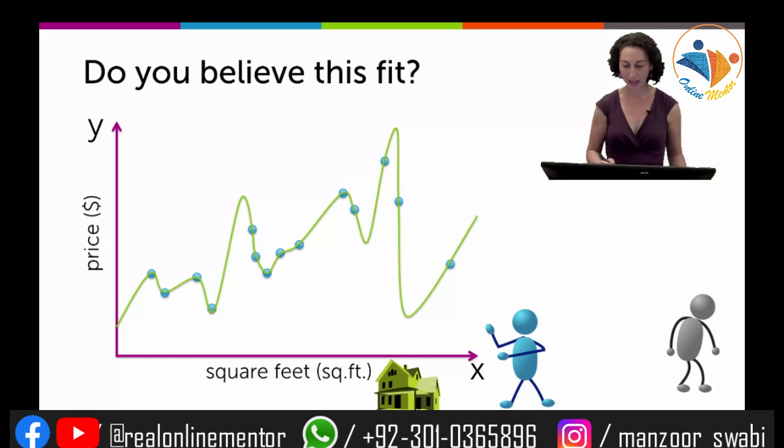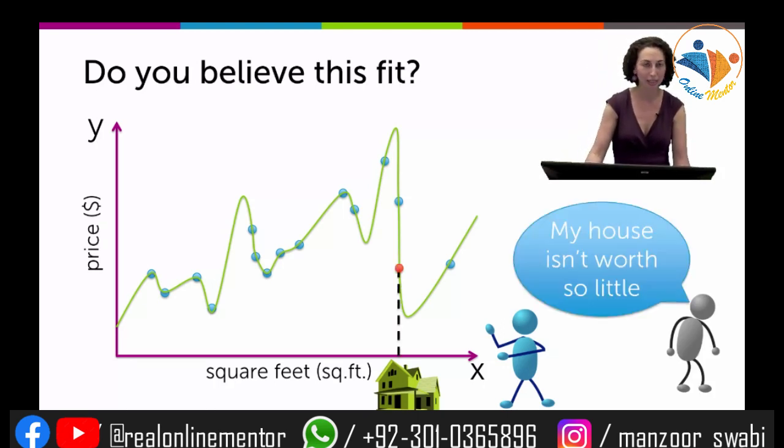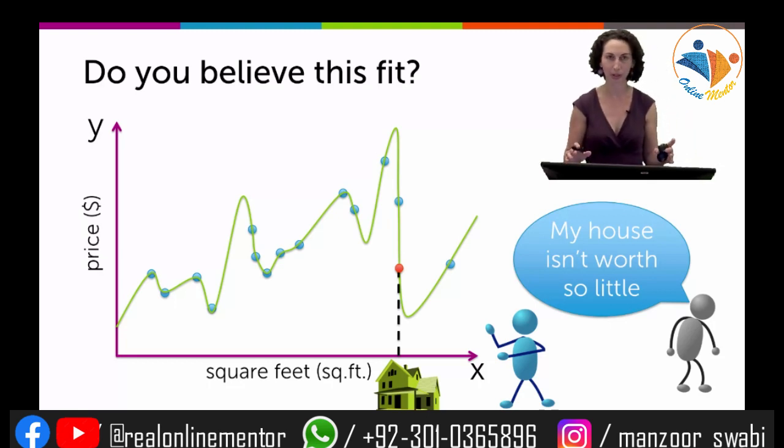But I'm personally not feeling so great about this because I'm looking and I'm saying, my house isn't worth so little. I know that. I do. Yes, we talked about residual sum of squares as being this cost of the fit. And yes, Carlos seems to have really minimized my residual sum of squares, but something's not sitting right with me. This function just looks crazy.